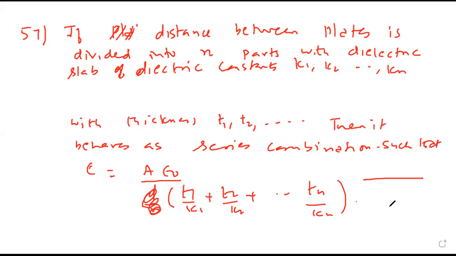Sir, d by n is not there. No, d by n इसके साथ d by n नहीं. इसका मतलब ये है सर. K1, T1, ये पूरा distance T is divided into n parts. K2, T2, and last one is Kn, Tn. ये combination is series combination. One condenser, two condenser, three. चलो क्लियर कर दूं ये? Yes, sir.